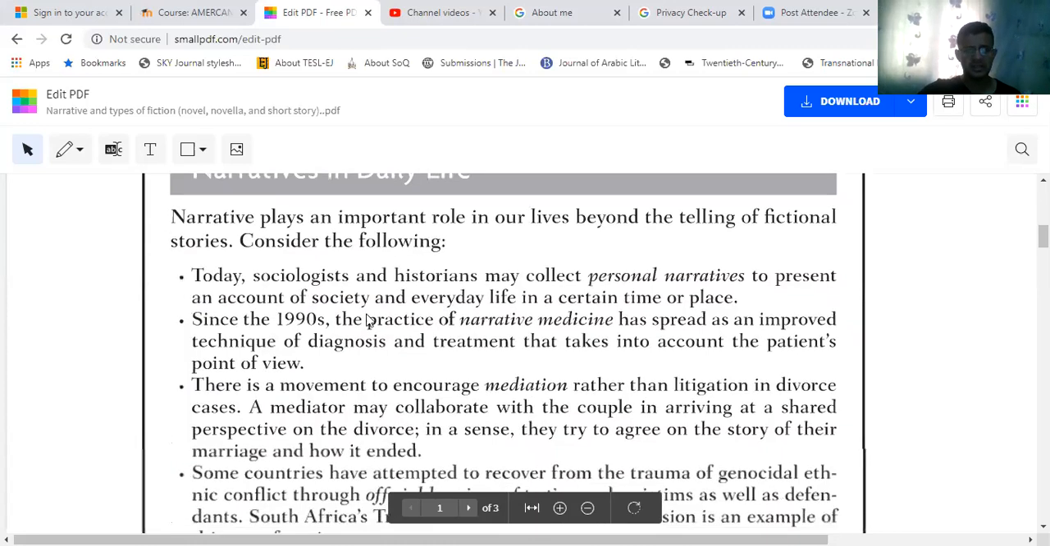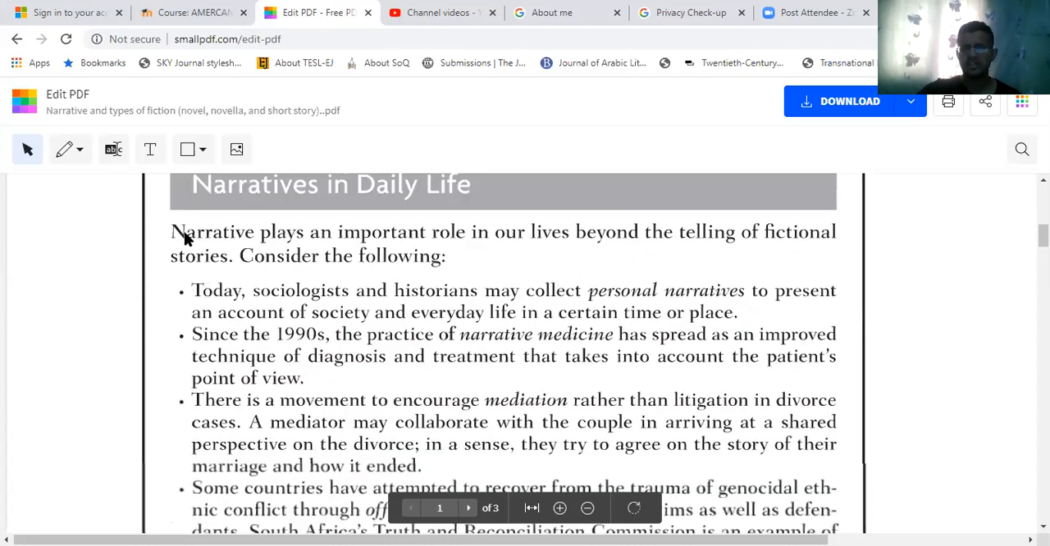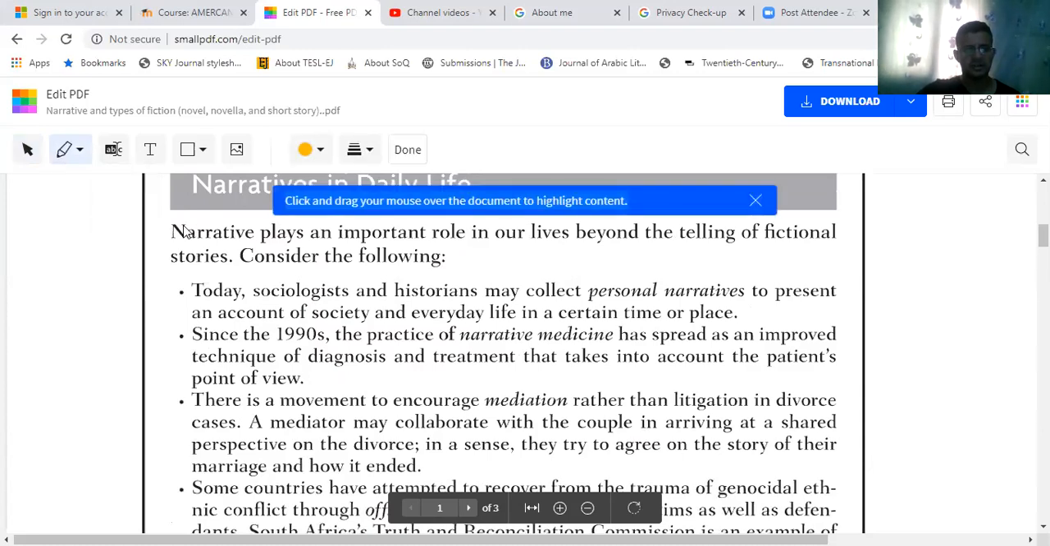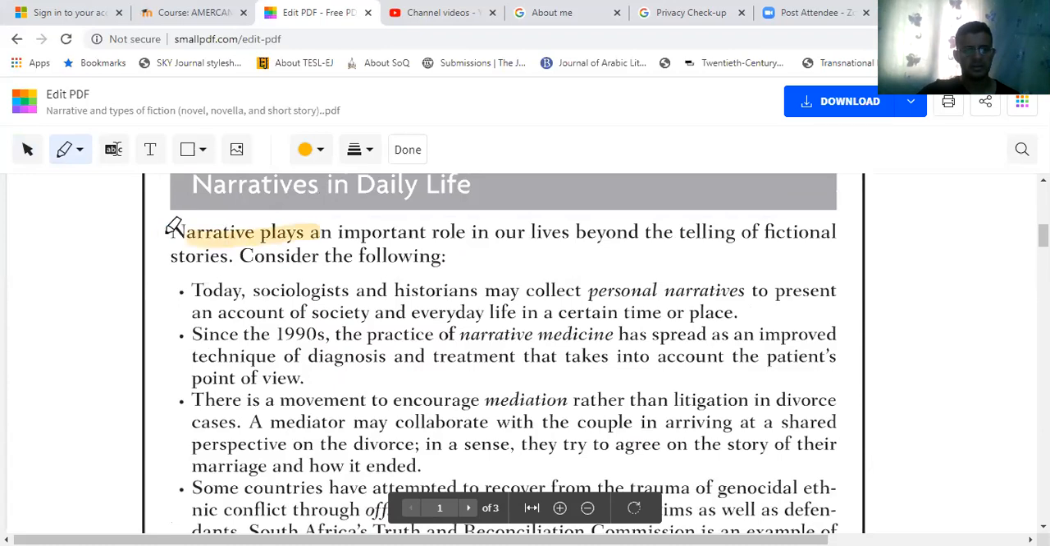Now these things, I don't think you need to know them. Just read them, okay? Just read these. Let me choose highlight. Just read these. You don't need to memorize them or know them, just for your knowledge.